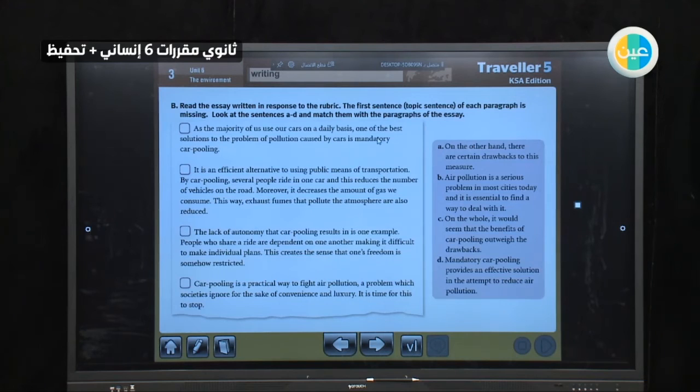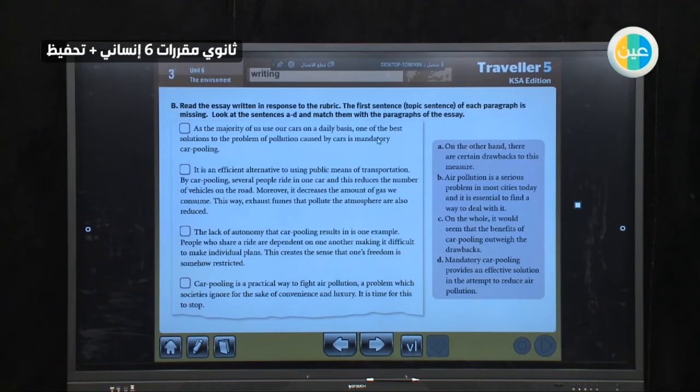Carpooling is a practical way to fight air pollution, a problem which societies ignore for the sake of convenience and luxury. It's time for this to stop. Societies, not scientists. Okay? So here he is summarizing and giving his opinion. What is his opinion?